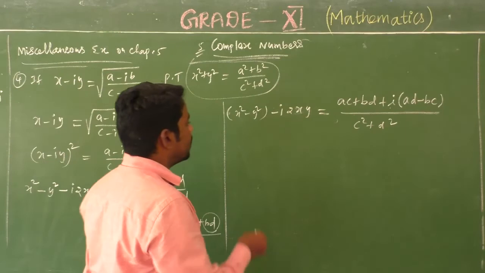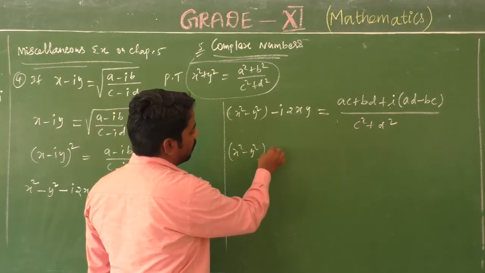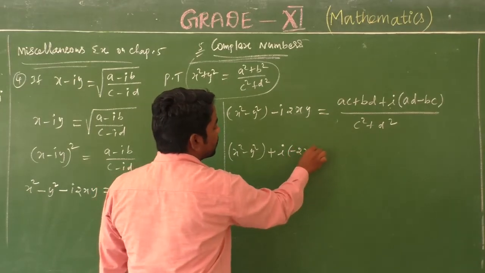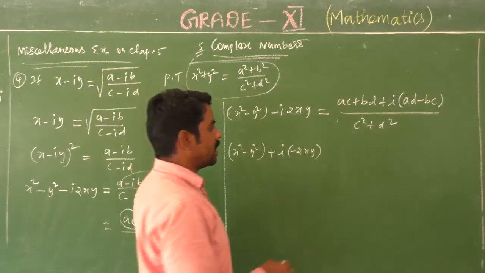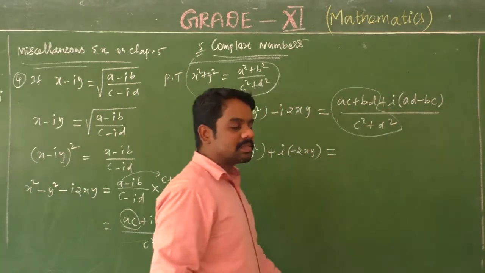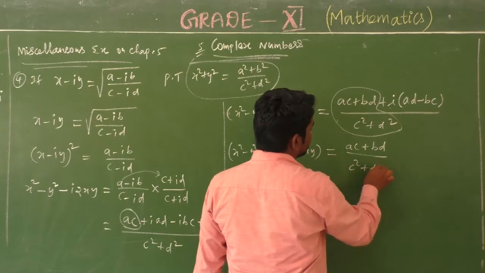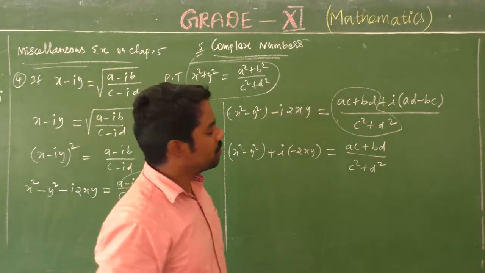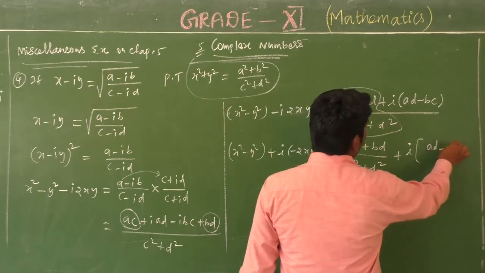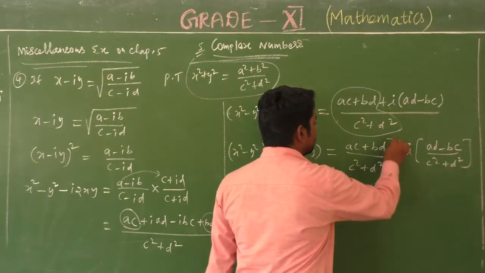Okay, right. Here, on the left hand side, x squared minus y squared is the real part, plus i into minus 2xy. It is equal to, here the real part is (ac plus bd) divided by (c squared plus d squared). This is the real part of the right hand complex number, plus i into the imaginary part, (ad minus bc) divided by (c squared plus d squared).